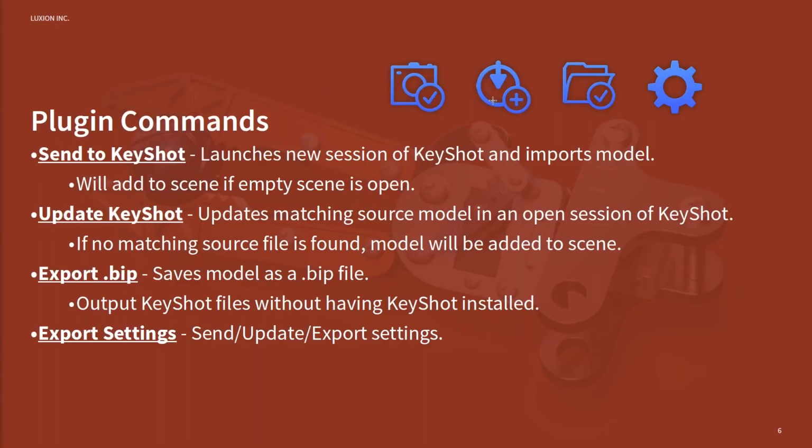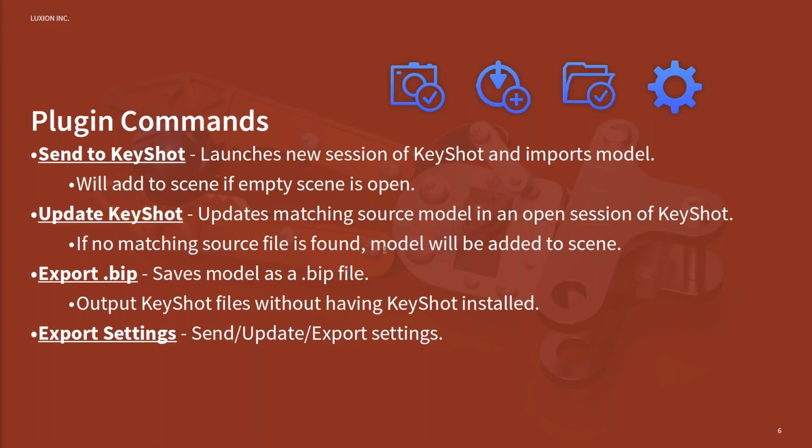The next button is Update KeyShot, and what that's going to do is update the matching source model in an open session of KeyShot. So when you click that button, it's going to search for any open sessions of KeyShot and look for that source model in the scene. And when I say source model, that's the model with the same name in the scene tree coming from SOLIDWORKS. If no matching source model or file is found, then that model will just be added to the scene.